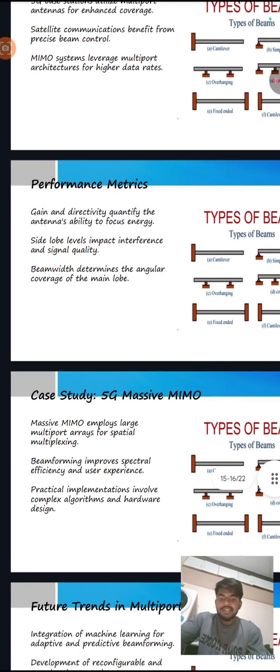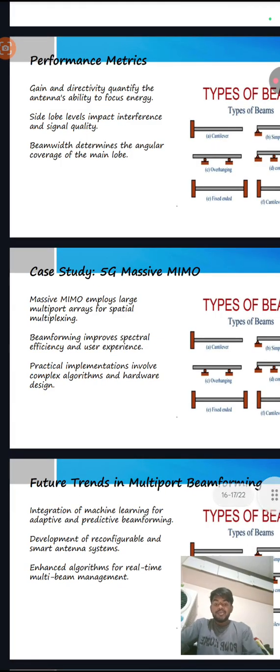Case study: 5G. Massive MIMO employs large multiport arrays for spatial multiplexing. Beamforming improves the spectral efficiency and the user experience. Practical implementations involve complex algorithms and hardware design.